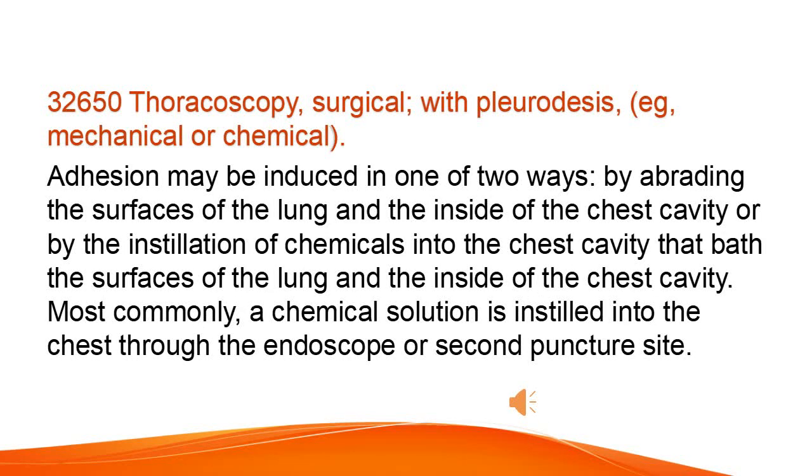Thoracoscopy, surgical, with pleurodesis, e.g., mechanical or chemical. Adhesion may be induced in one of two ways: by abrading the surfaces of the lung and the inside of the chest cavity, or by the instillation of chemicals into the chest cavity that bathe the surfaces of the lung and the inside of the chest cavity. Most commonly, a chemical solution is instilled into the chest through the endoscope or second puncture site.